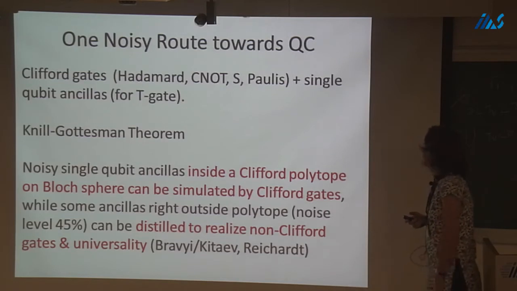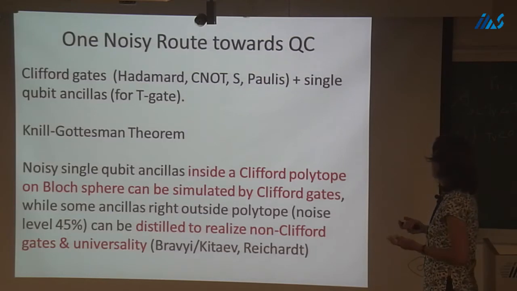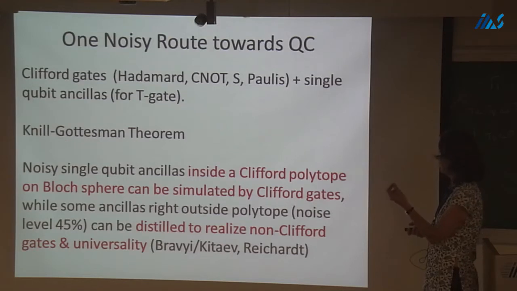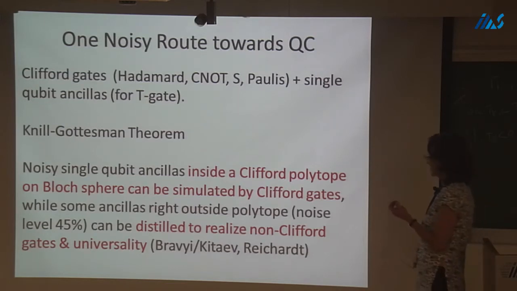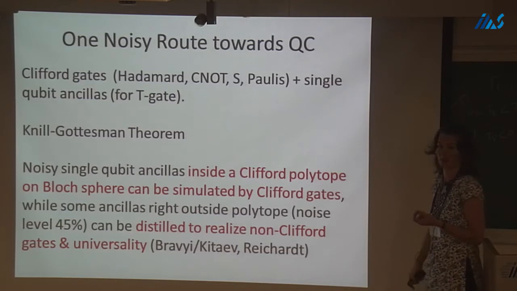Okay, so if you have noisy ancillas, there's a boundary somewhere, and this boundary has been explored. You can represent states on the Bloch sphere, and there's a certain Clifford polytope on this Bloch sphere. The points in this Clifford polytope are noisy single-qubit ancillas, and those ancillas are actually convex mixtures of states that you could get by Clifford gates.